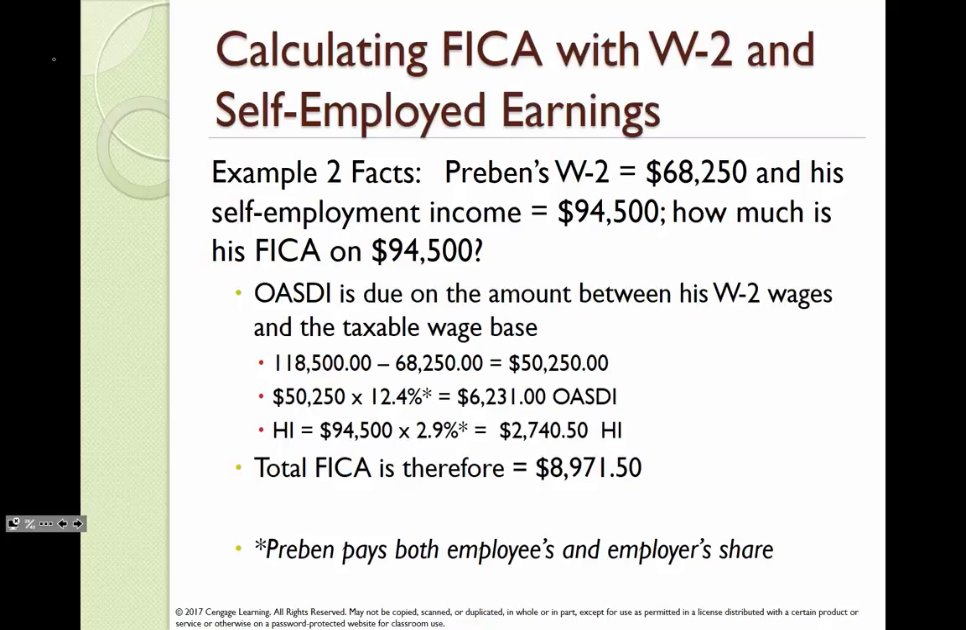So basically, this is what I just put up here. The $50,250 is taxed at 12.4, right? And the $94.5 is taxed at the full 2.9.